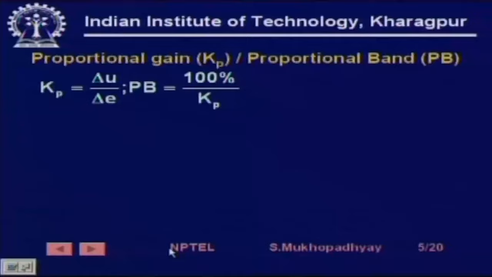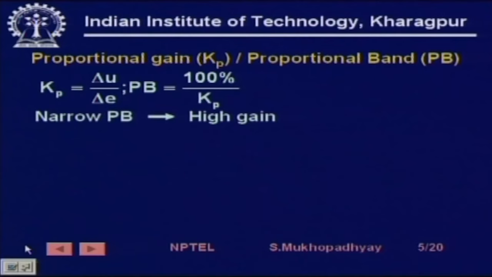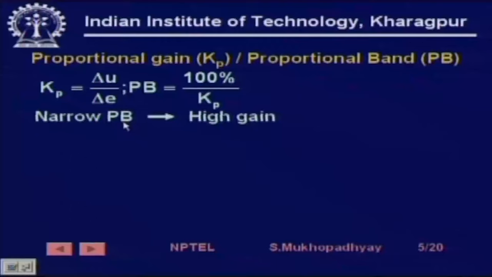Let's look at an example. While Kp is delta U by delta E, proportional band is defined as 100% by Kp. So you can easily find out that this gives the error in percentage which will cause a 100% input change. Obviously, a low value of the proportional band implies a high proportional gain.